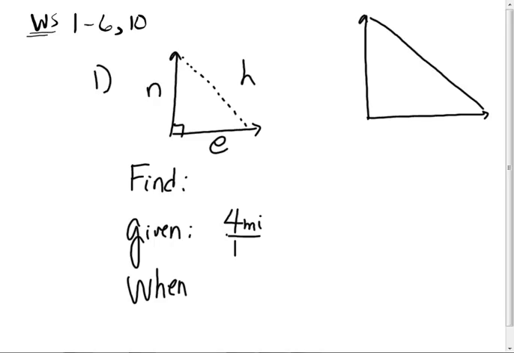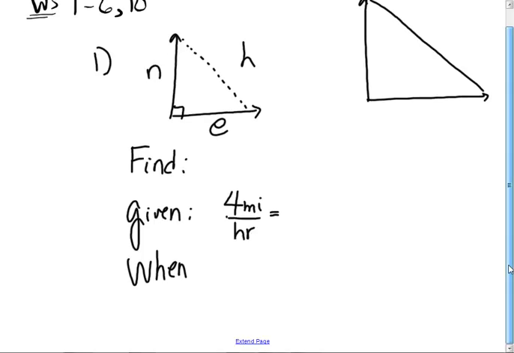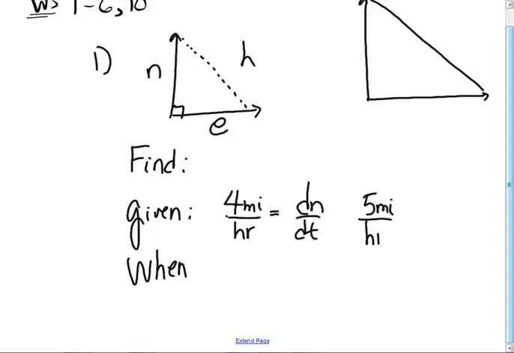What is that? Change in what? Which letter? The change in N, he's going north. He's going north. dN/dt. Okay. And how fast, let's see, he's going east at 5 miles per hour. What's that one? The dE/dt.